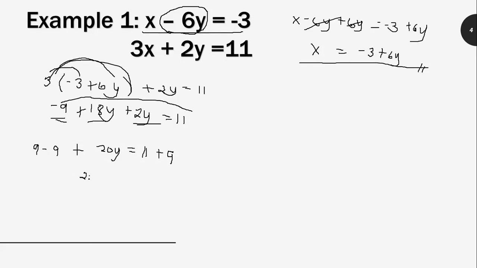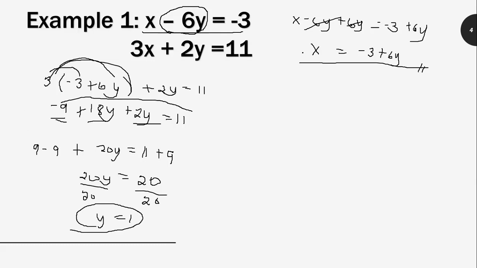So, ang matira na lang po is si 20y is equal to 11 plus 9, we have 20. Then, to get the value of y, we have to divide both sides by 20. Bakit 20? It's because para y na lang matira, 20 divided by 20 is 1, so 1y or y. So we have our y, which is 1.